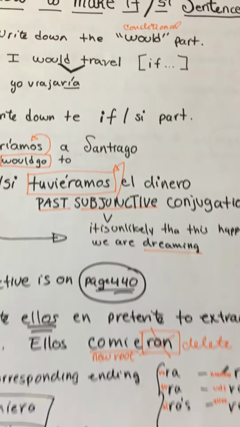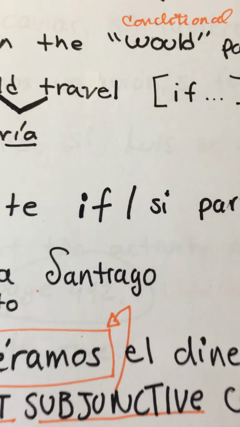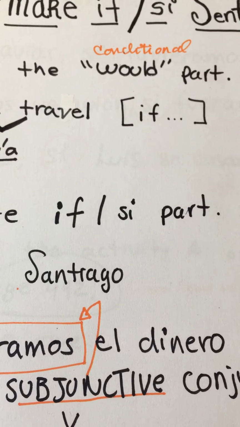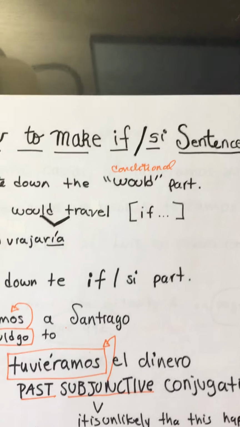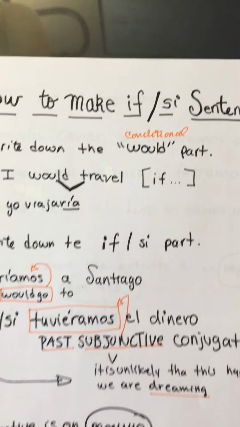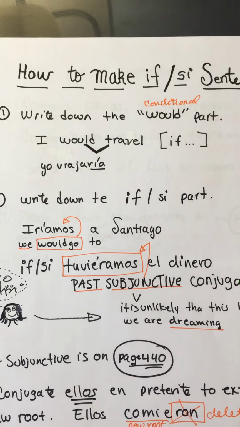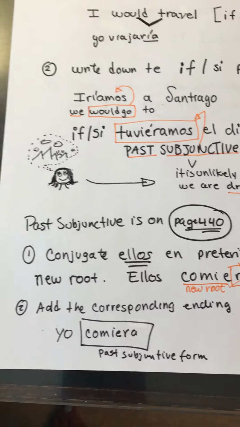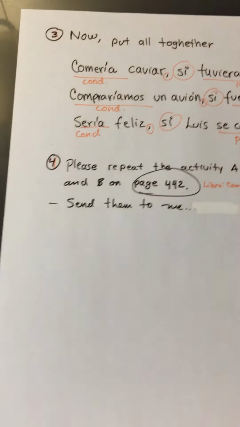The past subjunctive is the part conjugated for the si, the second part of this compound sentence that we make with the conditional to make a full if conditional sentence, or conditional if sentence, because you can reverse those parts. And we will see some examples right now. Okay?